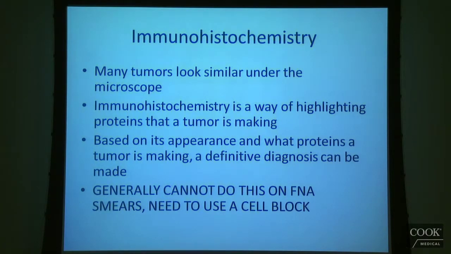The important thing here is that you can't do this on FNA smears. You need to have something that's been fixed in formalin and embedded in paraffin, i.e. a cell block, or as I'll get to later, a ProCore biopsy. So we can't do this on smears. We need a piece of tissue that's been fixed in formalin and embedded in paraffin. So either cell block or ProCore that I'll get to later.